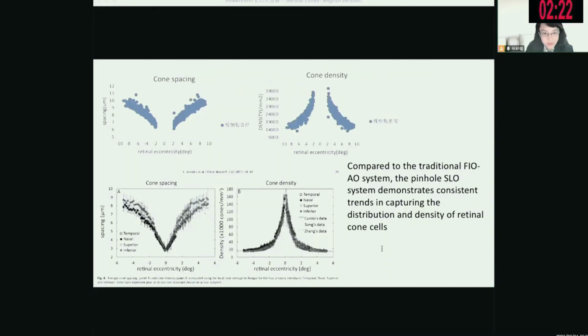Compared to the traditional FLIO AO system, the new system demonstrates consistent trends in capturing the distribution and density of retinal cones. The data obtained aligns well with the established patterns and metrics provided by FLIO AO, ensuring reliable and compatible results. And this consistency validates the new system's capability to accurately map and analyze cone cell distribution and density, while offering additional advantages such as improved patient adaptability, cost effectiveness, and ease of use.